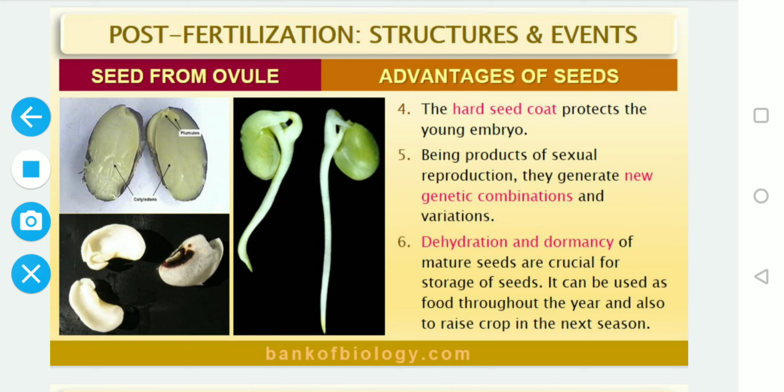Then there is another advantage. Dehydration and dormancy of mature seeds are crucial for the storage of seeds. It can be used as food throughout the year and also to raise crops in the next season. That's what I said: whenever the percentage of water reduces to 10 to 15%, they undergo dormancy. Because of this characteristic feature, we can store the pulses for years together. Got it?